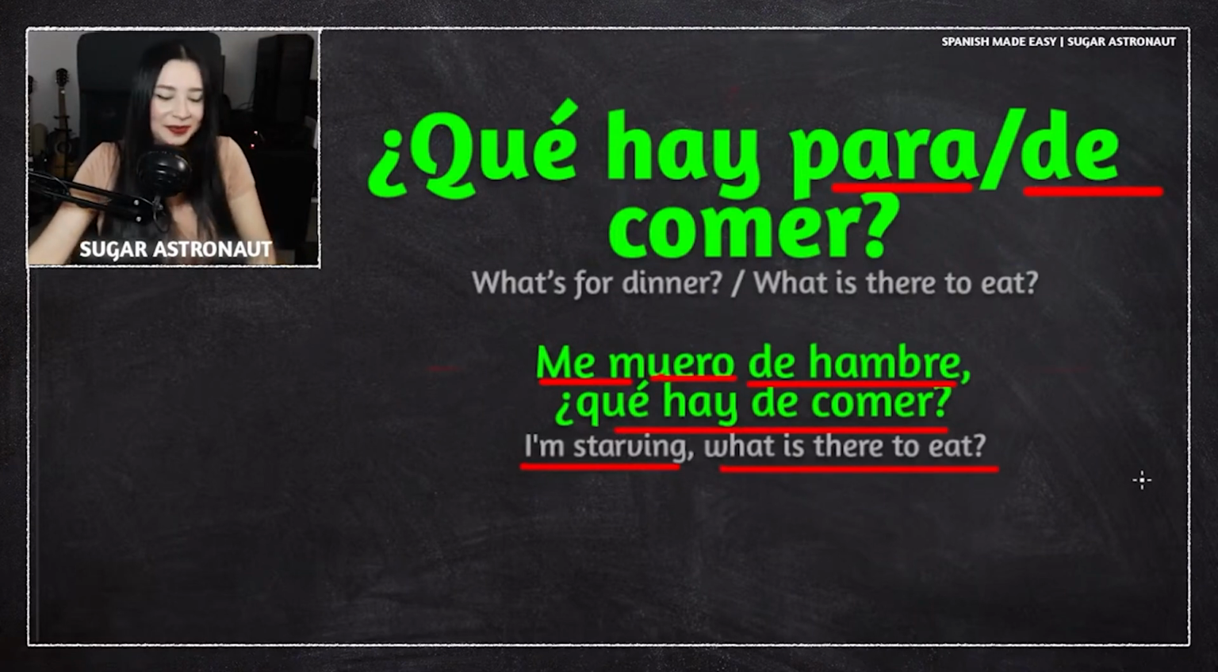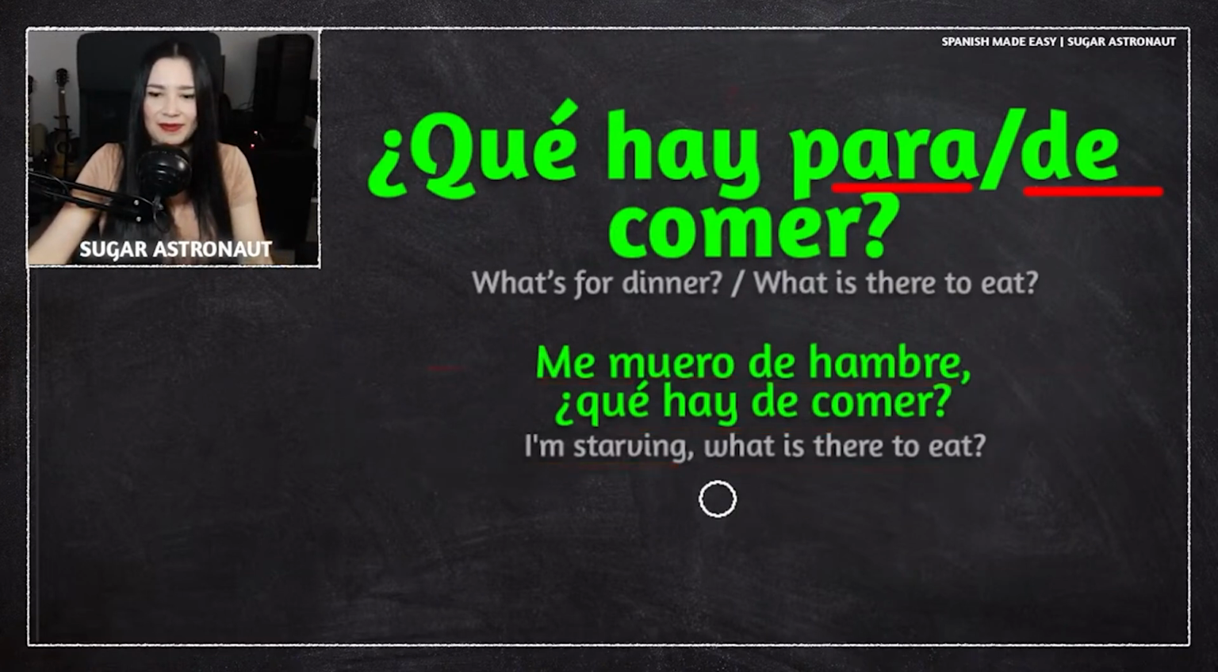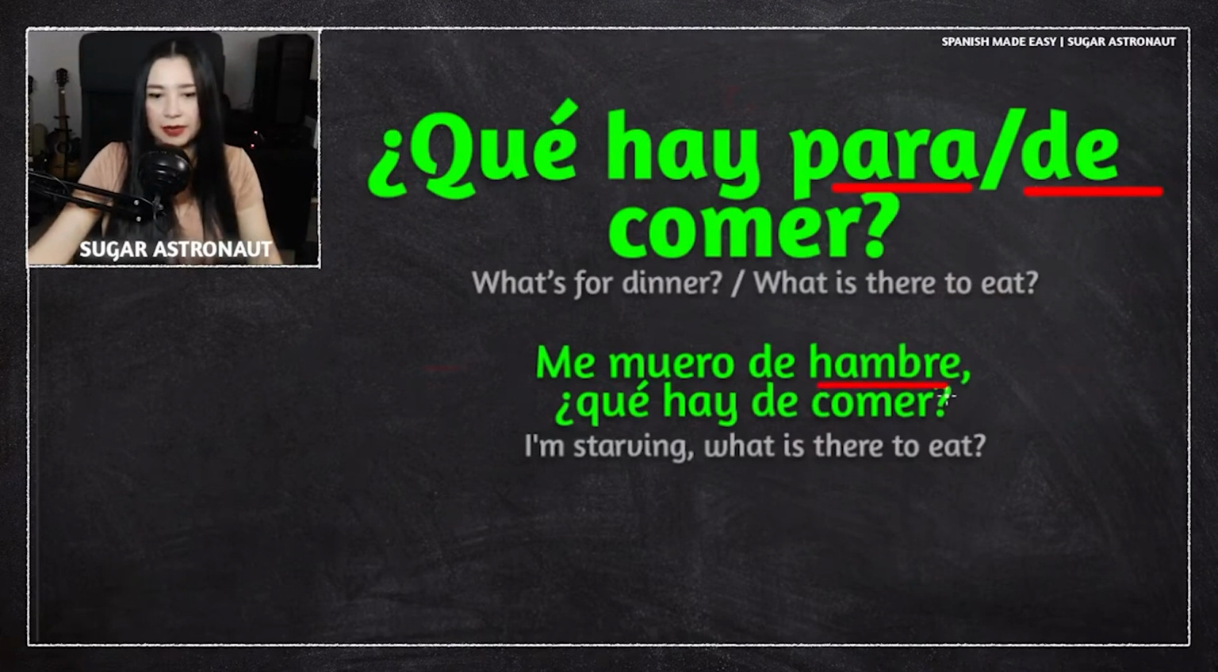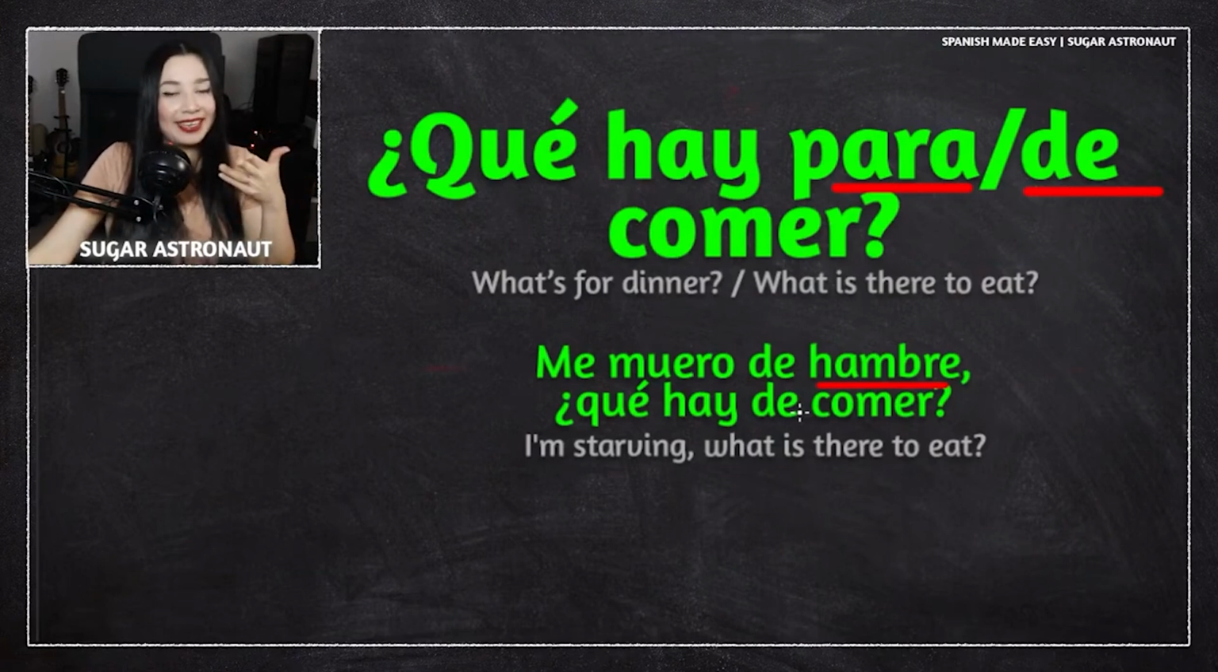Okay, so you are learning several good expressions here. I told you a few already, but this one is really good. Me muero de hambre. And then you add the other expression, ¿qué hay de comer? Okay, so very easy. No need to break this down because me muero de hambre, you know what that means. Hambre means hunger. It's not hombre. Hombre is man, one man. If you're saying hambre, that means hunger.